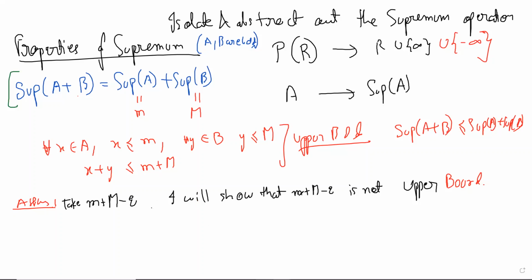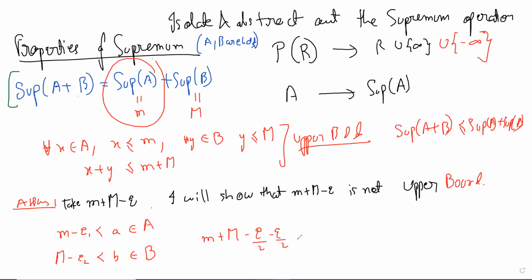So I will show that this is not an upper bound. This reminds us of using this: sup A is the least one, right? So M minus any epsilon you take, this will be less than some a in A. And similarly, if you take anything less than capital M, then that would be less than some b in B. Once you add them and you choose your epsilon 1, epsilon 2 wisely, because that's up to you to choose, you choose them to be both epsilon by 2, because eventually that's what you want. So you get m plus M minus epsilon is less than a plus b.